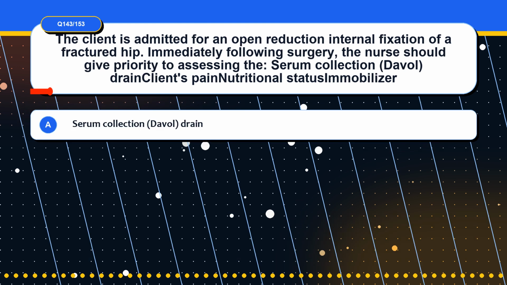Question 143. The client is admitted for an open reduction internal fixation of a fractured hip. Immediately following surgery, the nurse should give priority to assessing the serum collection Davol drain, client's pain, nutritional status, immobilizer. Here are the options. Option A. Serum collection Davol drain.